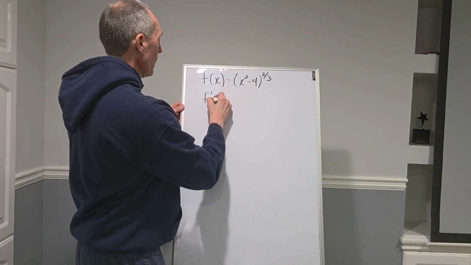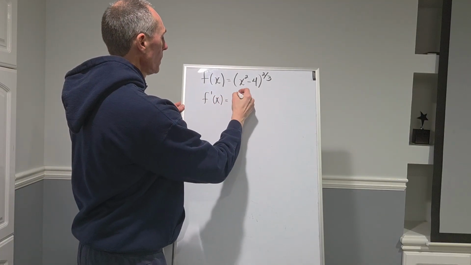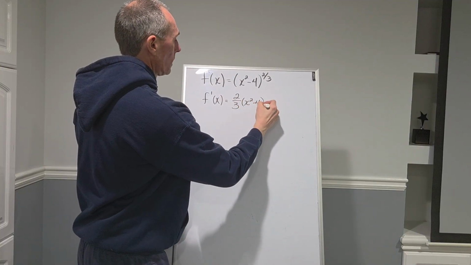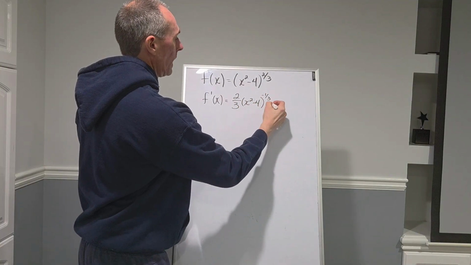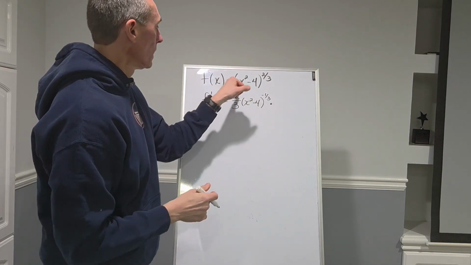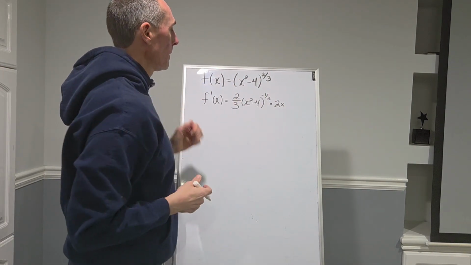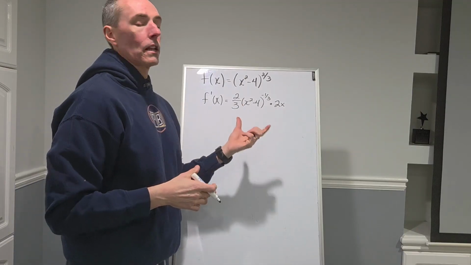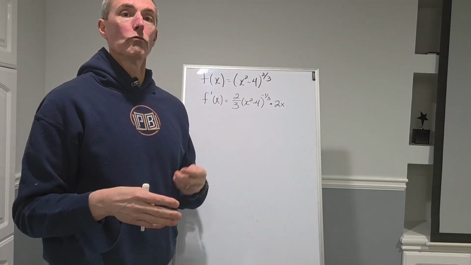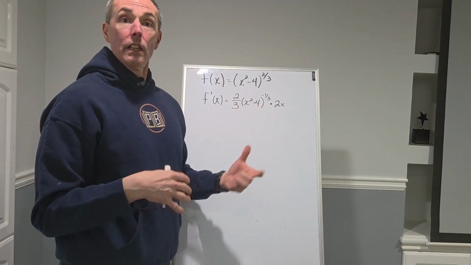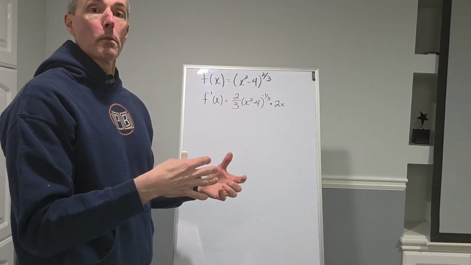So f prime of x equals 2/3 times (x squared minus 4) to the negative 1/3. And let's observe the chain rule here. We have a differentiable function on the inside, so multiply that by 2x. Now, the next thing we're going to need to do is find critical values, where the derivative is 0 or undefined. That's not really easy to do here. It's not really user-friendly. So let's make it a little bit more user-friendly.